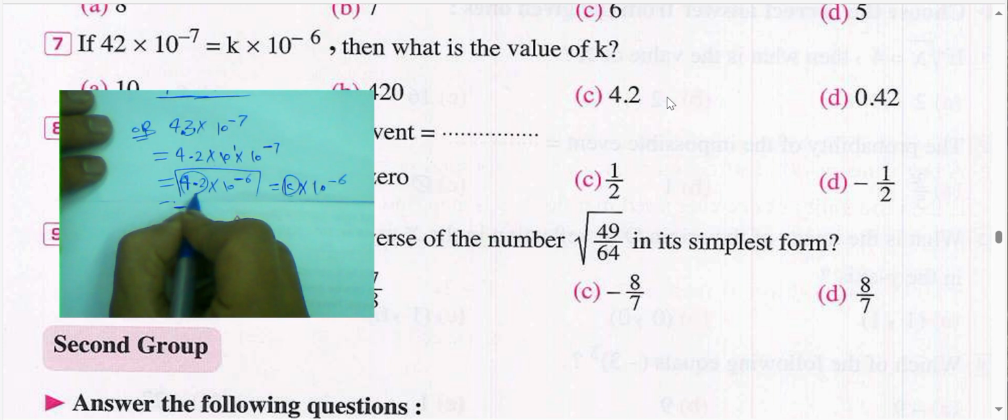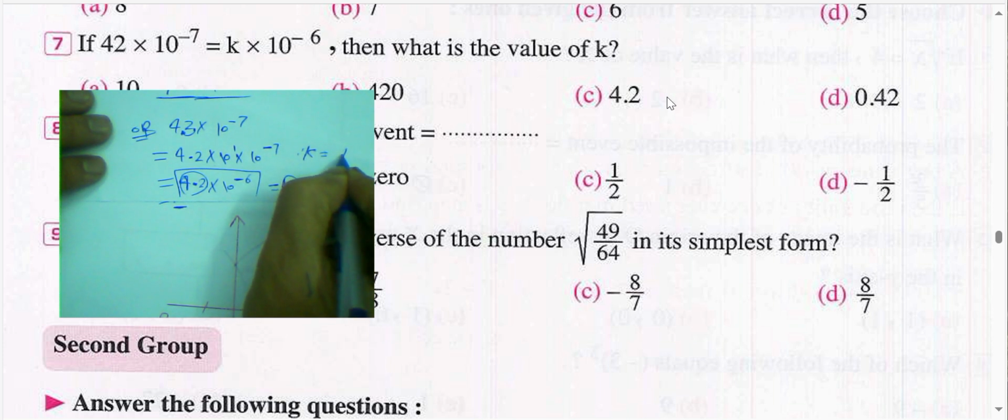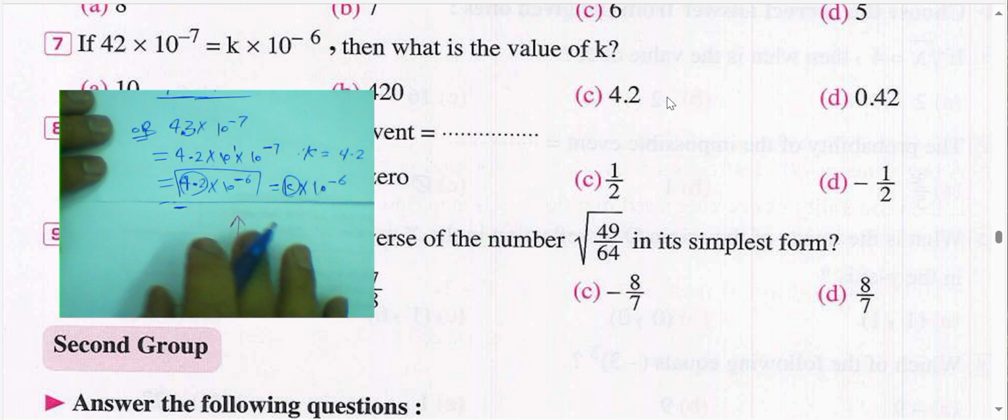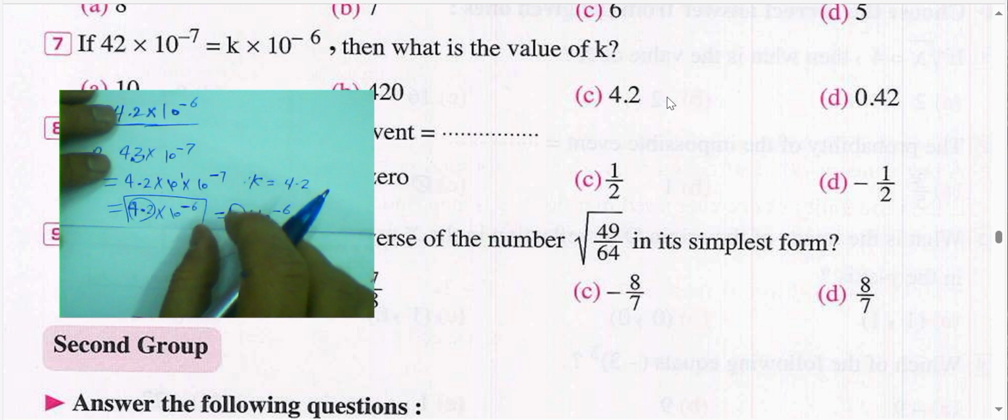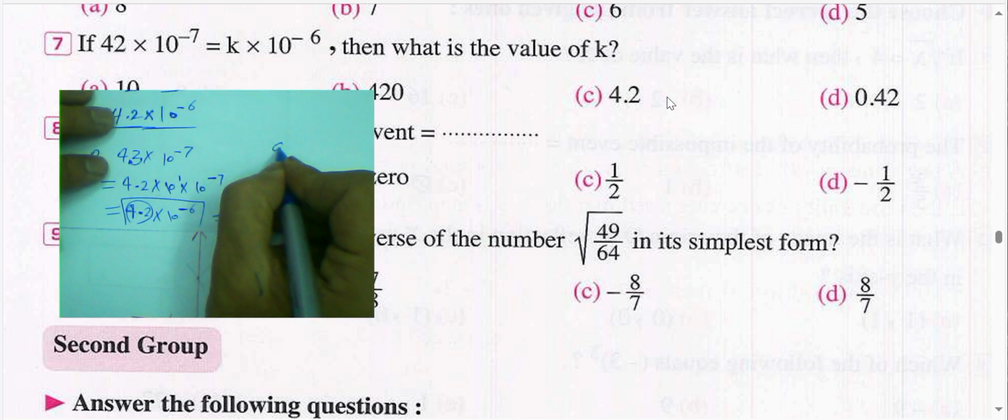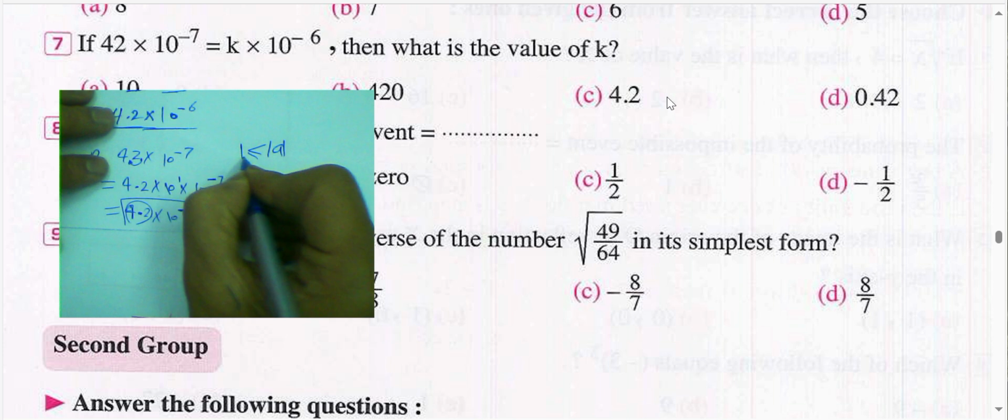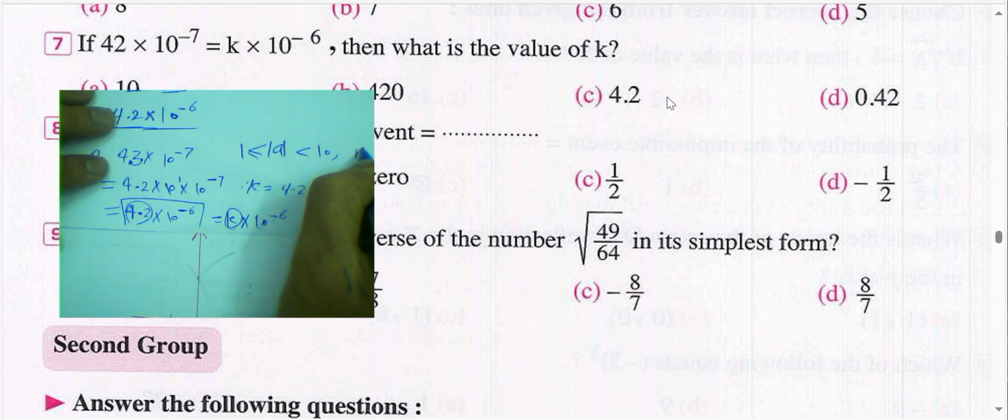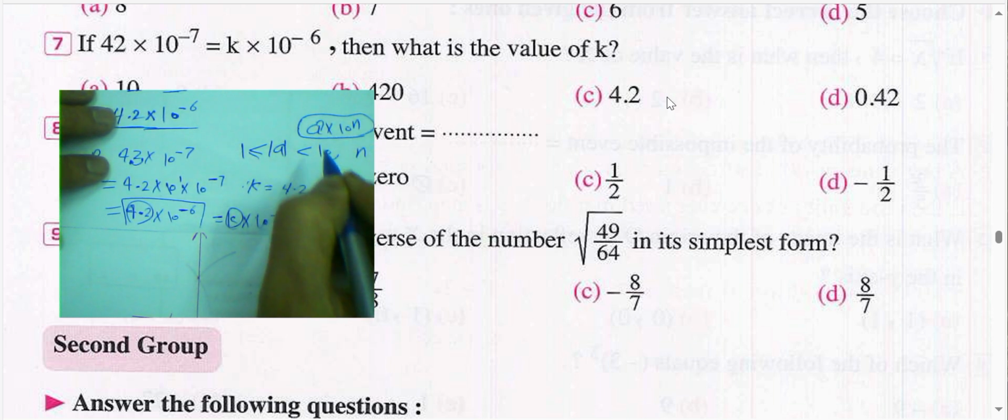We know k equals 4.2, so the value of k here will be 4.2. We call this scientific notation. In scientific notation, we can write a number with the absolute value of a greater than or equal to 1 and less than 10, and n belongs to Z, and we can write this as a product by 10 power n.